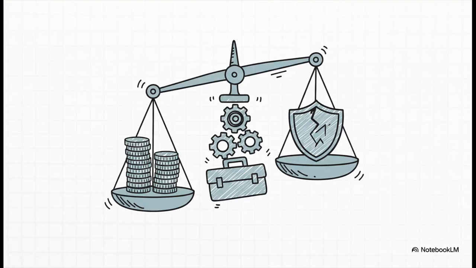And let's be really clear about this. This is not just a technical choice. It is a fundamental business trade-off. You're balancing cost, risk, and performance. Because unpredictable performance isn't just an annoyance. It leads to frustrated customers and lost revenue.